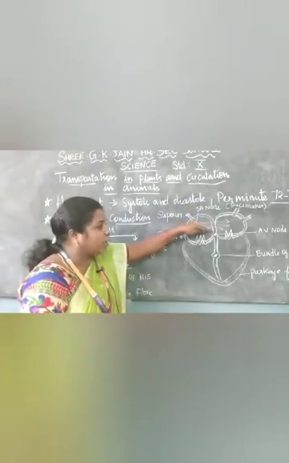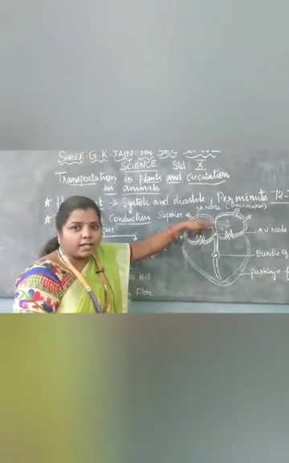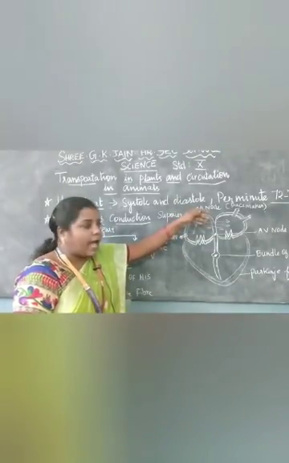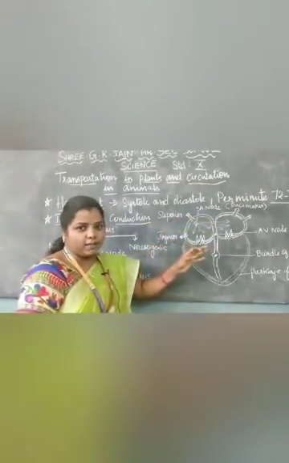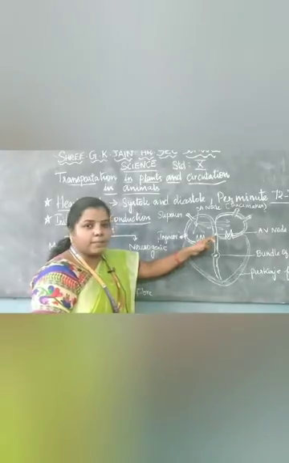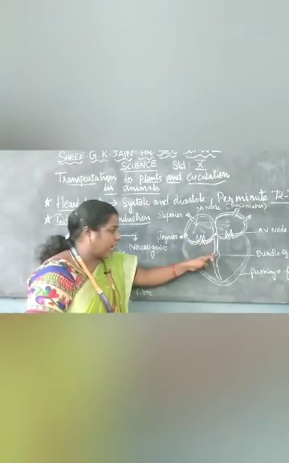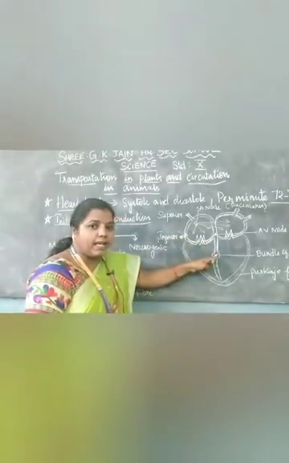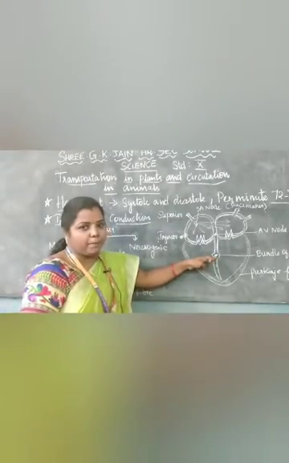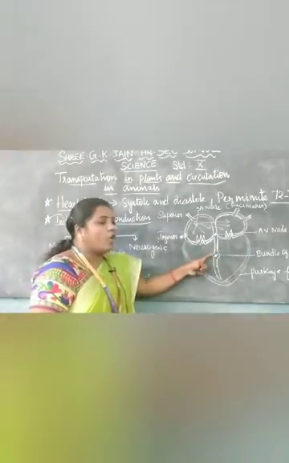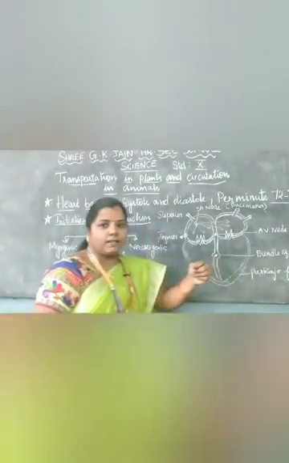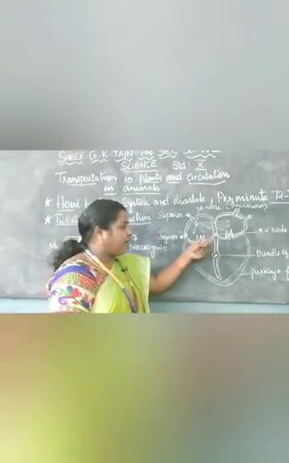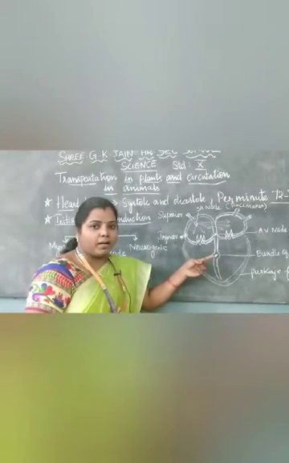That means through the AV node. After reaching the AV node, the impulse will again start to move in the downward direction. Those electrical impulses move downward. Here again a bundle of fibers will be present. These bundle of fibers are called the bundle of His. So after the AV node, a bundle of fibers will be there.